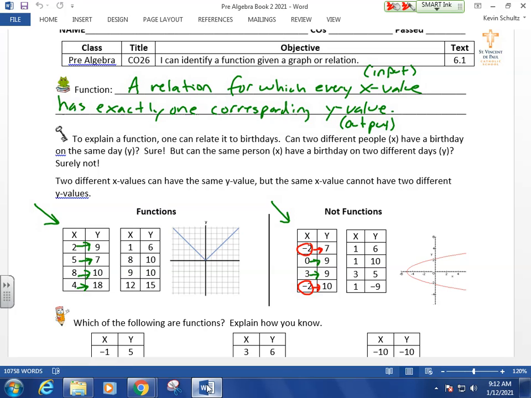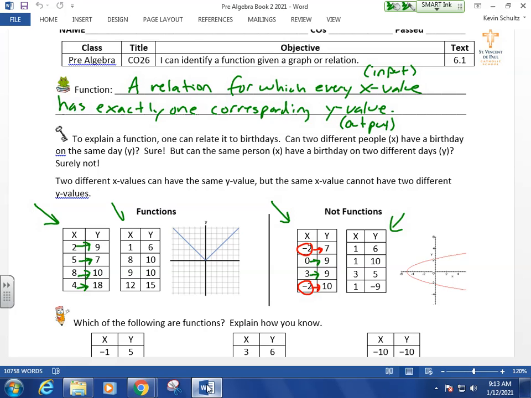Okay? The next one over there, how many different y values are there for the x value of 1? How many y values are there when x is 1 in this second table here, in the not function section? Yeah. 3, right? When x is 1, y is 6. When x is 1, y is also 10. And when x is 1, y is also -9. That's why it's not a function.